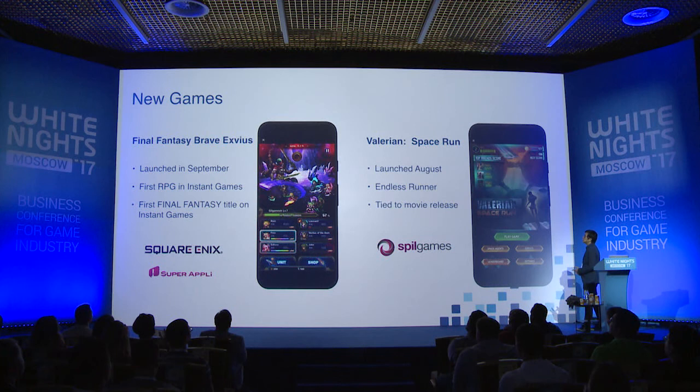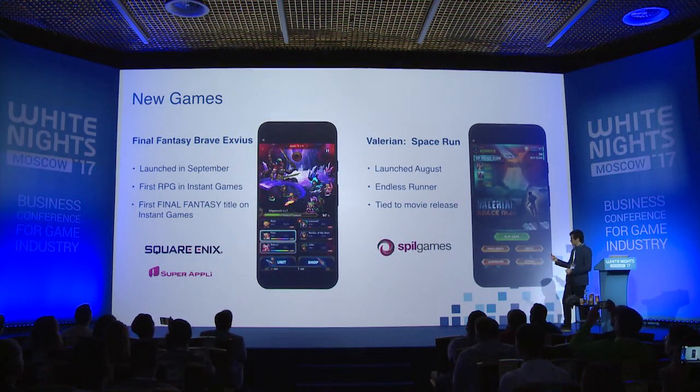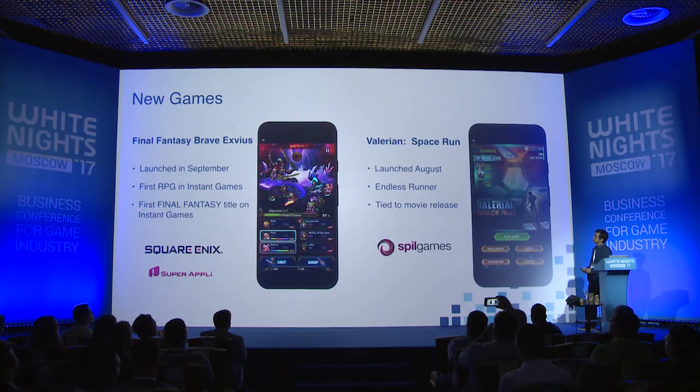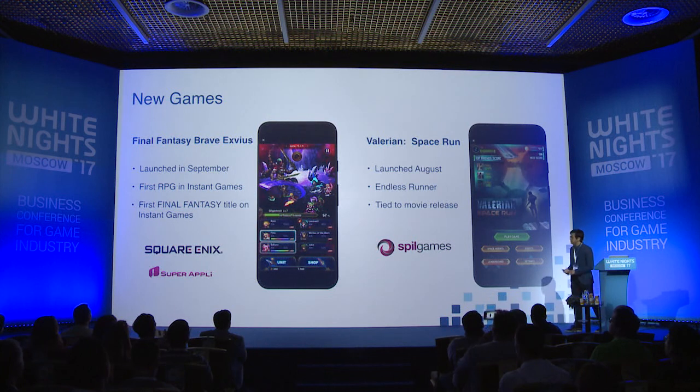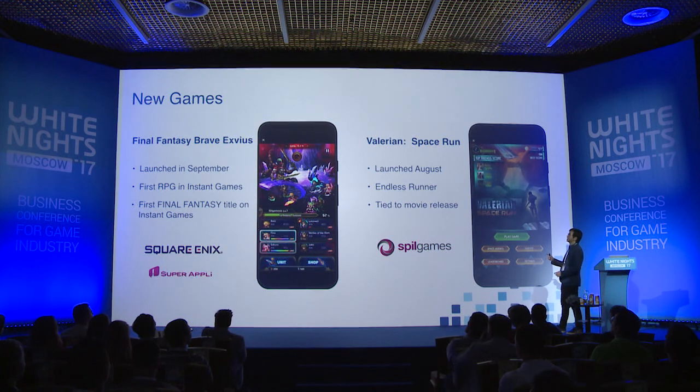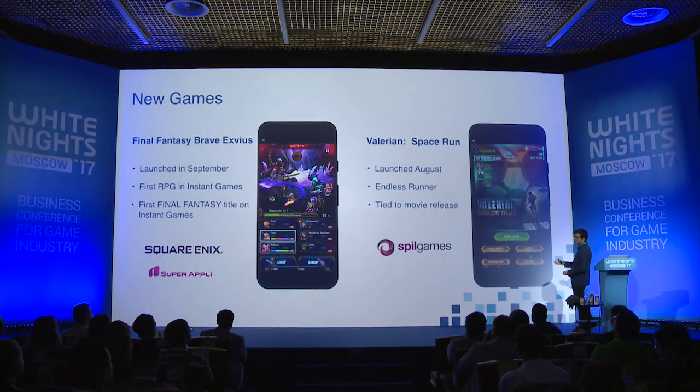So this slide talks about the new game launches that we did in the recent months. Final Fantasy is our first title on instant games that is an RPG, and is our first Final Fantasy title. It's built by Square Enix, and it was launched in September. Final Fantasy Brave Exvius, so you can try it out. Valerian: Space Run is an endless runner launched in August, tied to a movie release, and is built by Spiel Games.